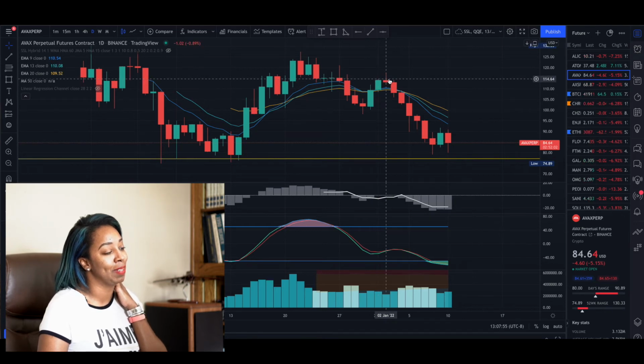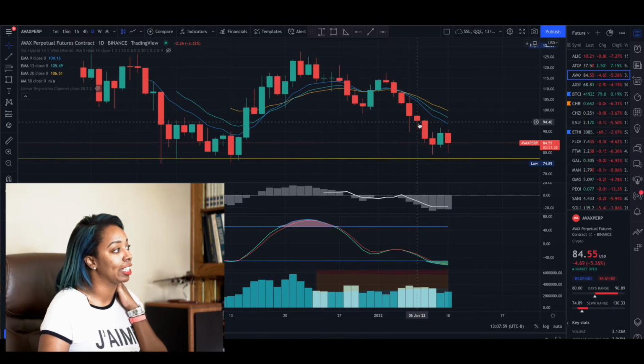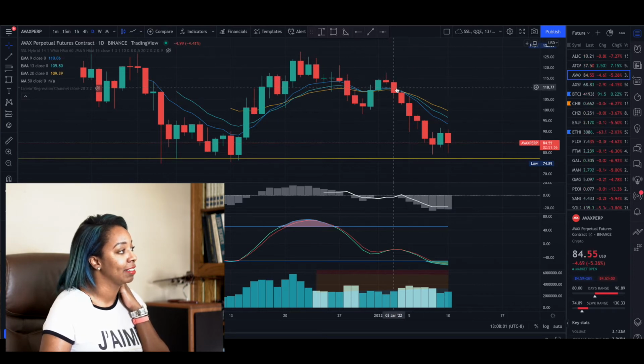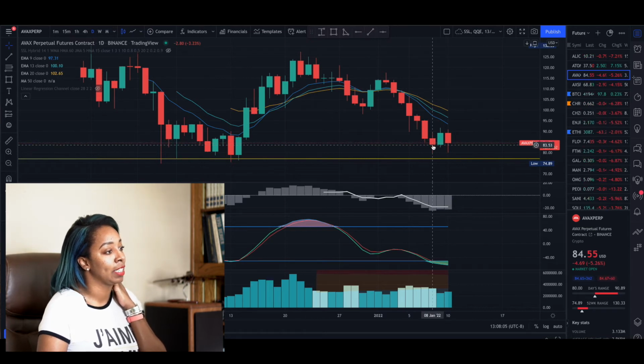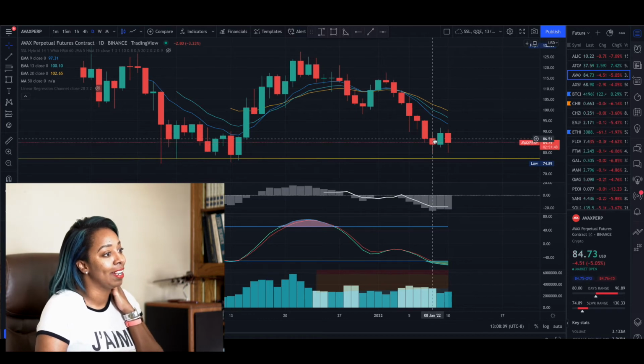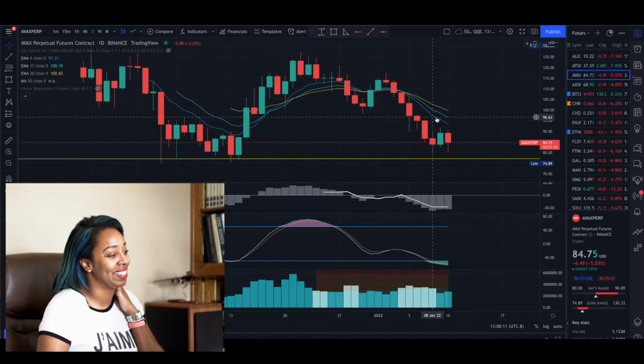But based on this candle right here, it's not looking that way as of last night. So this is the daily chart right now. This is what I was seeing yesterday. This green candle was looking promising, and today it's all red. So we'll see what it does.